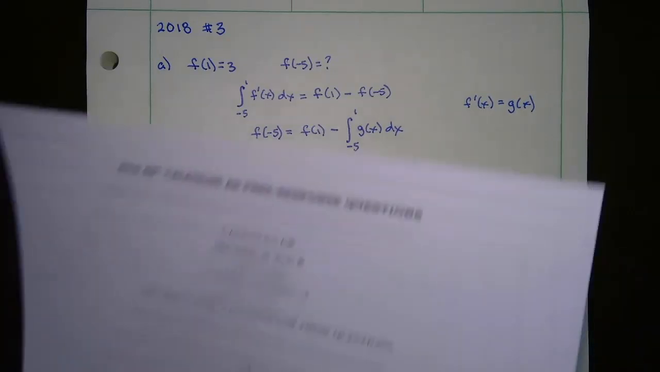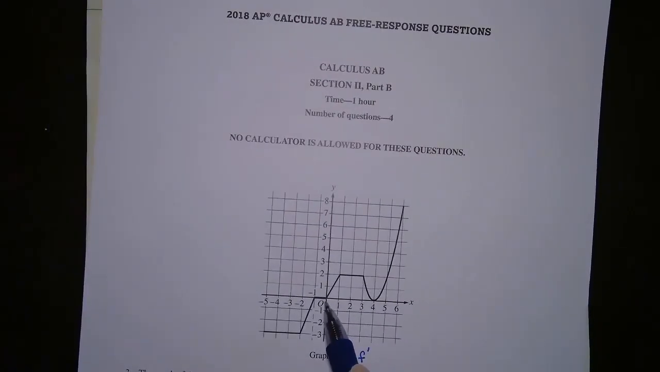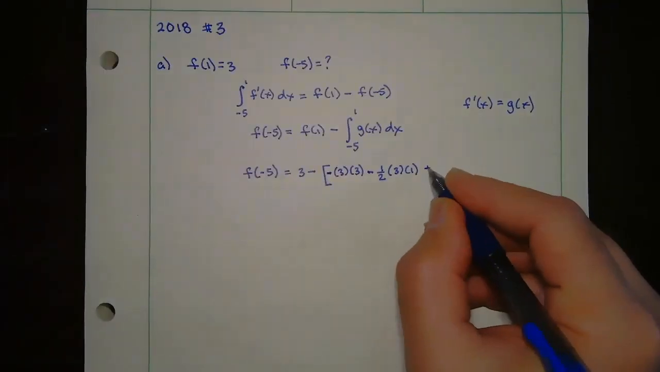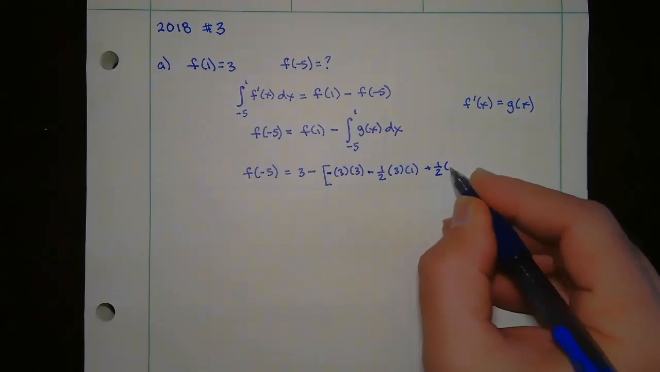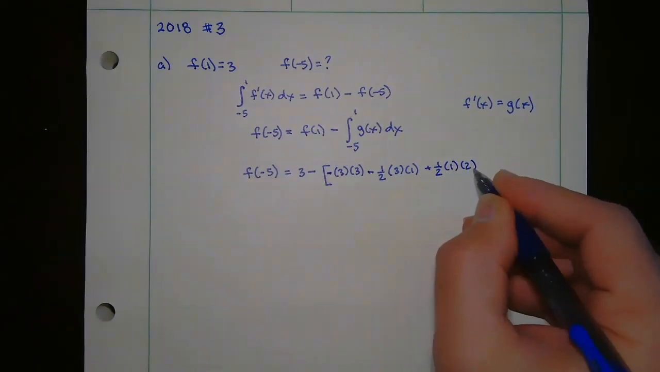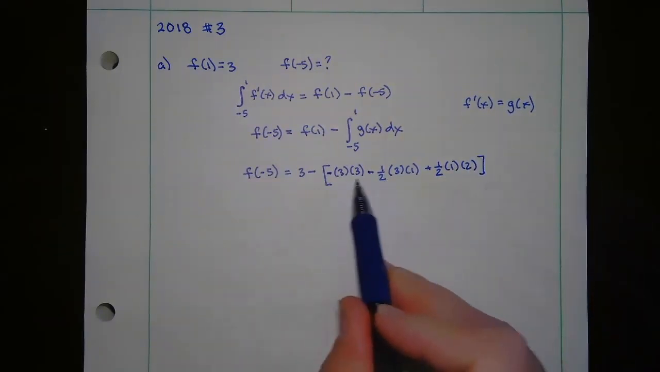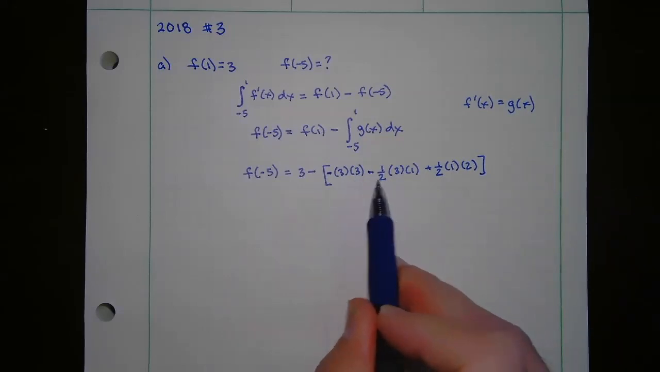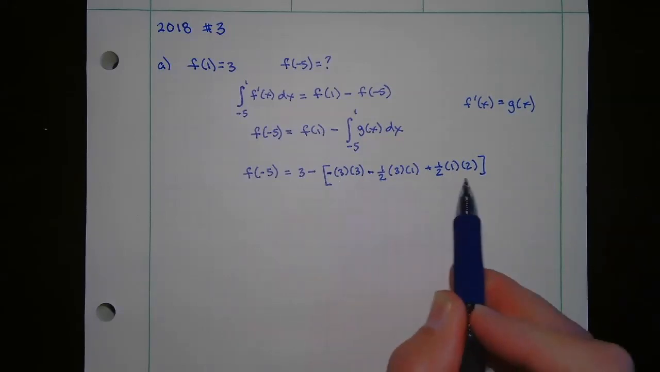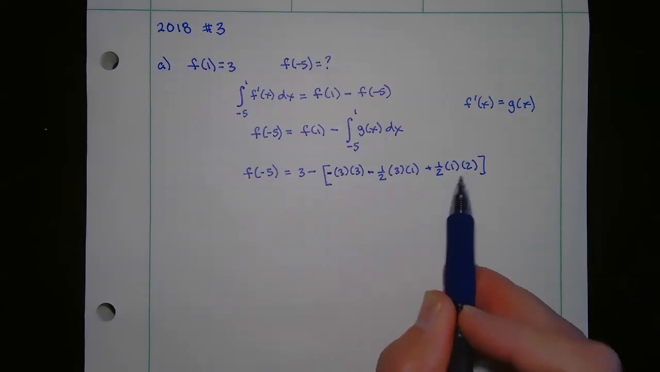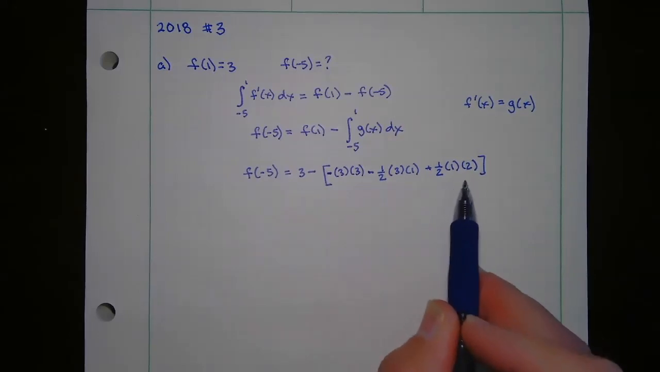And then I need to do this one, so plus 1/2 times 1 times 2. Why are these two areas negative? It's because they're below the x-axis and we're going left to right. And why is this one positive? Because that one's above the x-axis and we're going left to right, okay?